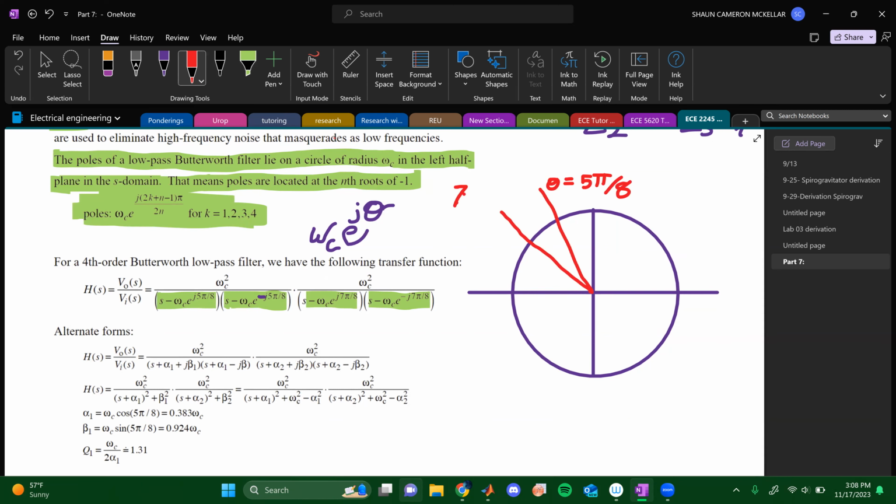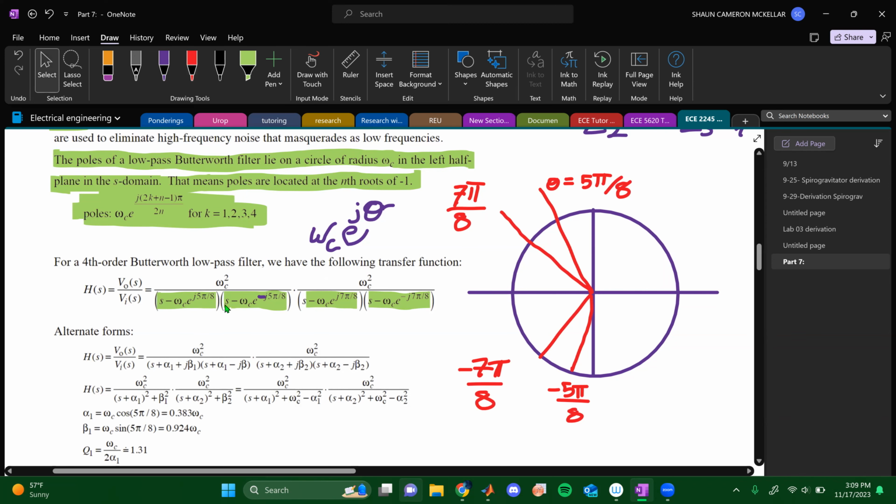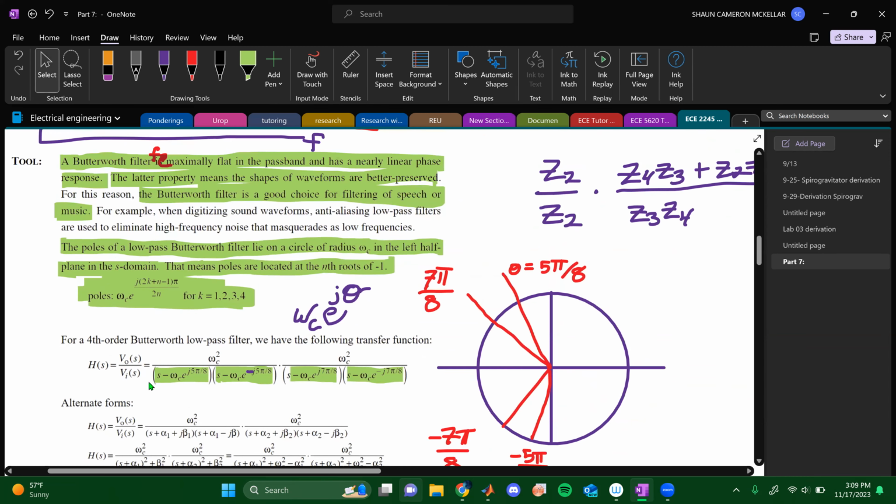This is approximately 7 pi 8. This is minus 5 pi 8. And this is minus 7 pi 8. And I was able to observe that these are the locations of my poles directly from the transfer function. Now, it's kind of difficult for us because this is just something we're given. It's not something that we have a deep theoretical understanding of how to derive, but it's what we're going to pick up and run with in this lab report.